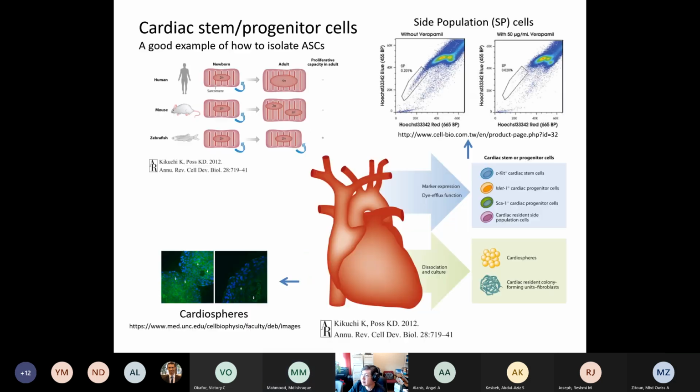Okay. So on this slide, I would like to tell you another adult stem cell type, cardiac stem cell. But here, my focus will be using this as an example to show you how to identify the stem cell.